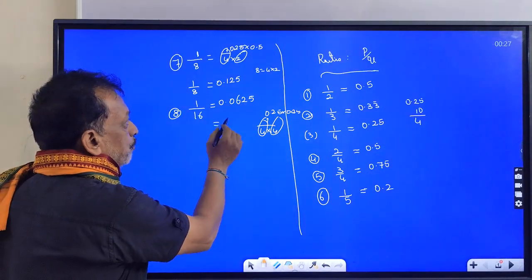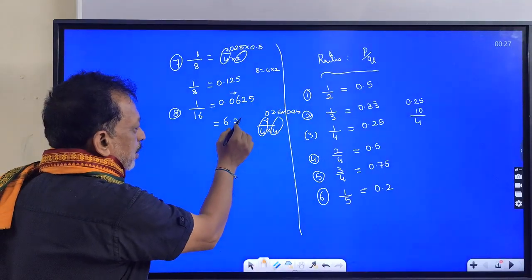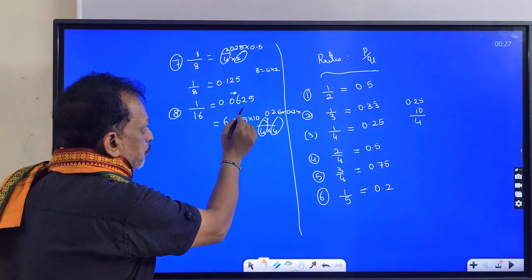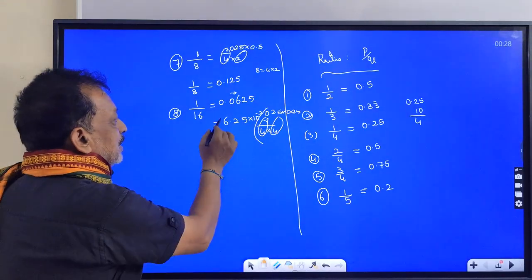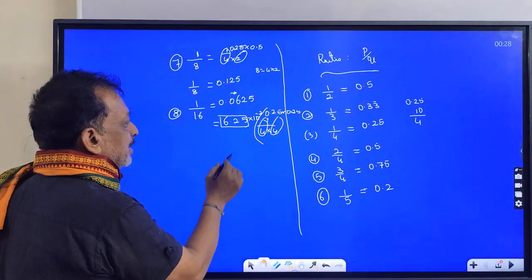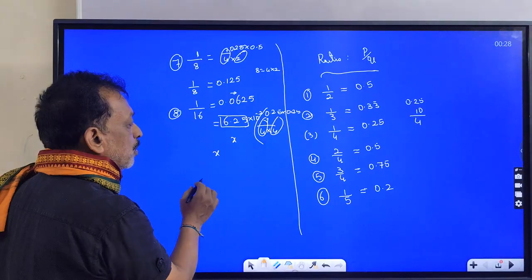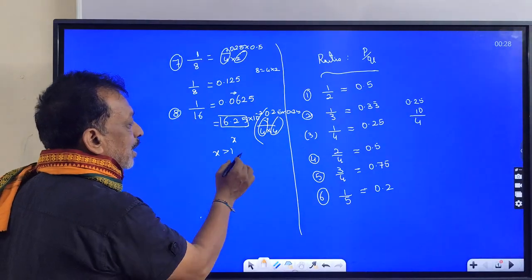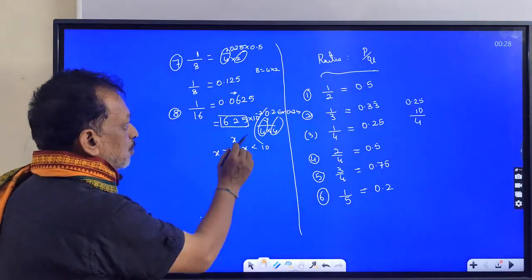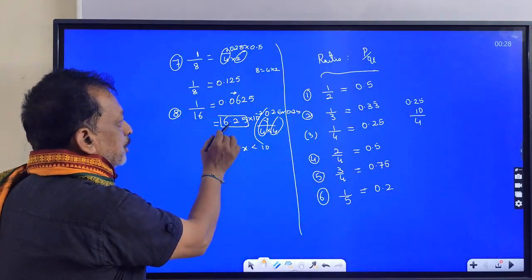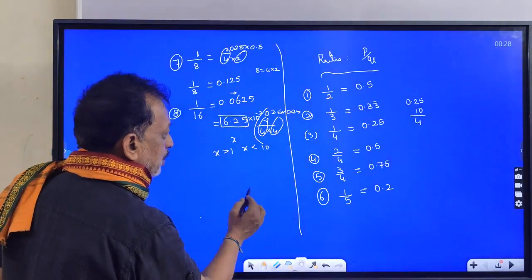So which answer will be there? We can move the decimal, so scientific notation. That is 6.25 into 10 to the power of, how many decimals moved? 10 to the power of minus 2. Let this number be x. By using scientific notation, x must be greater than 1 and x must be less than 10. That is the scientific notation. Understood? So that means 1 by 16 can be 6.25 into 10 to the power of minus 2.